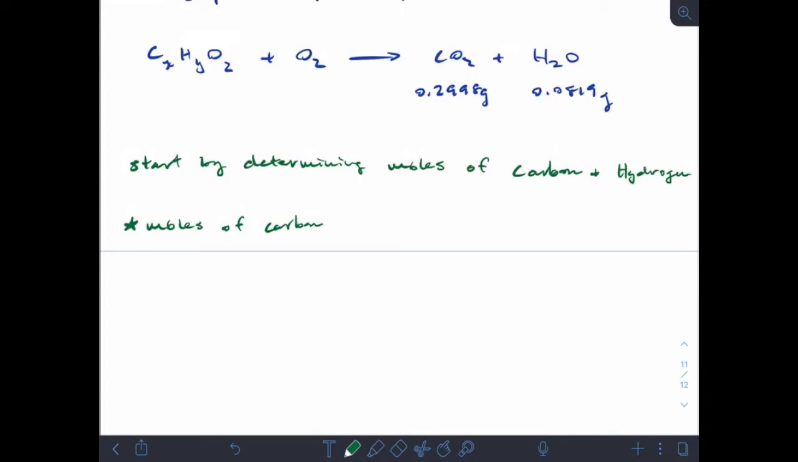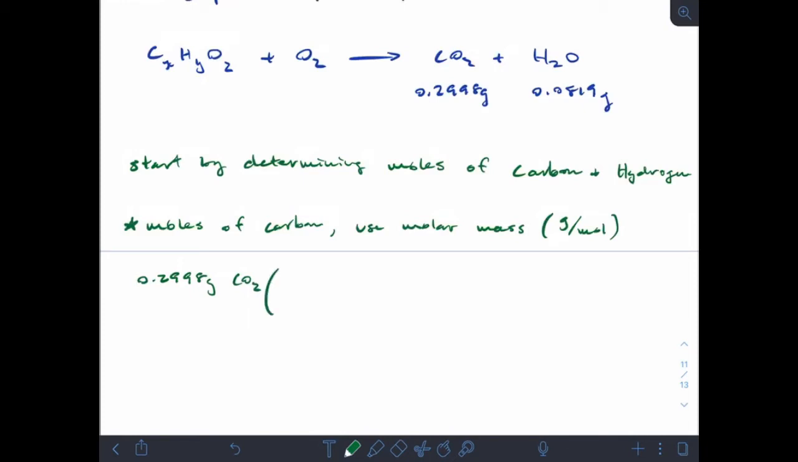All right, so we're going to start with going for moles of carbon. So we have 0.2998 grams of CO2. And we're going to use molar mass to get moles of CO2. And remember, the units of molar mass are grams and moles. Okay, so if I have grams, I can find moles. If I have moles, I can find grams using the molar mass as a go-between.